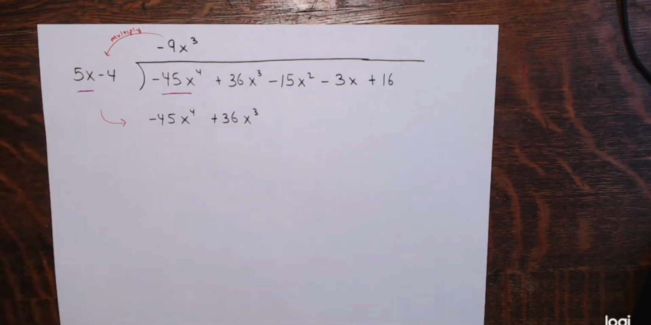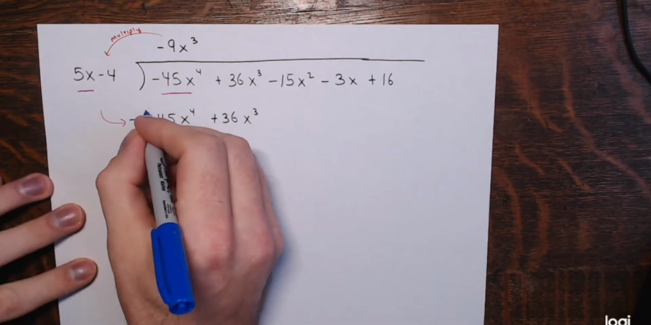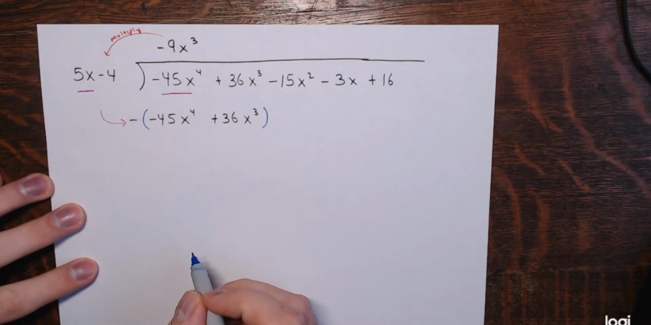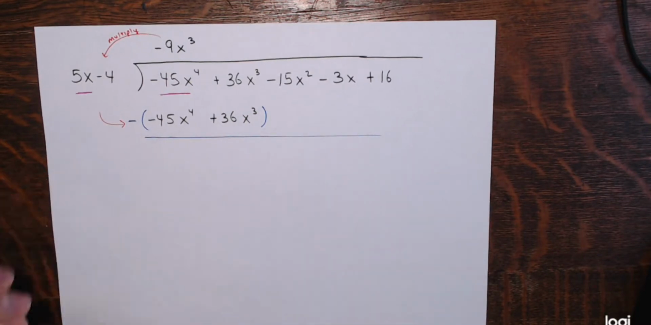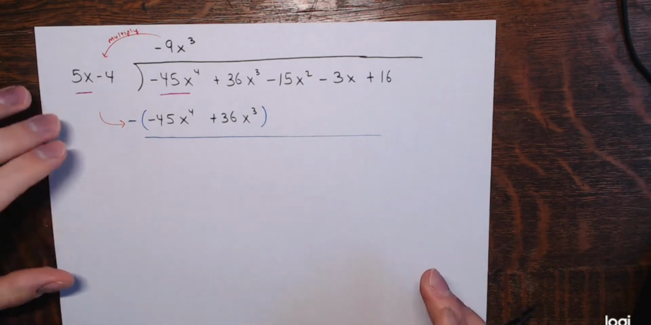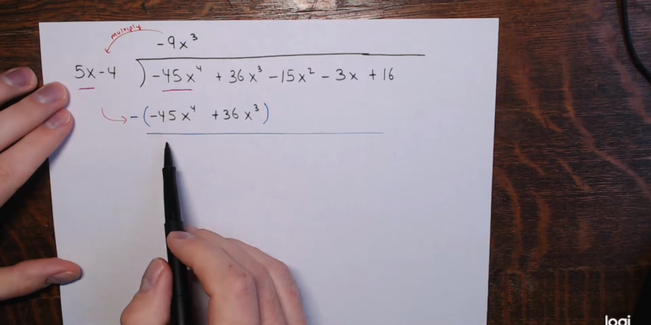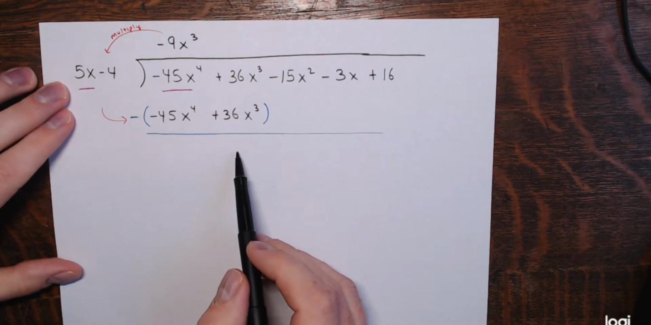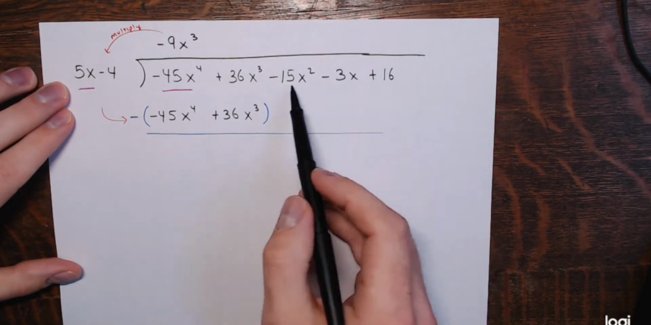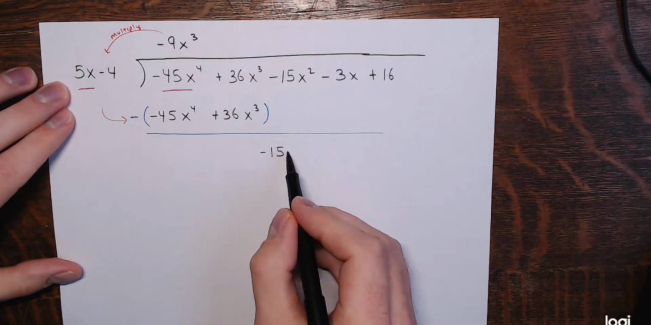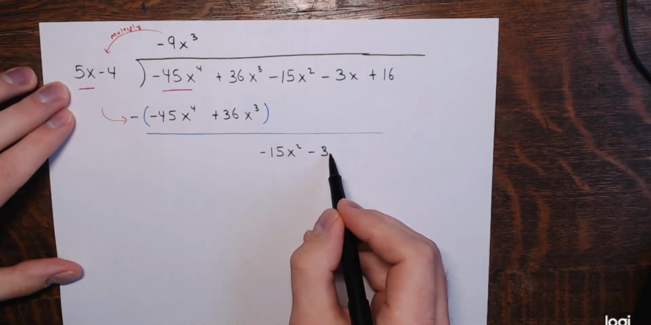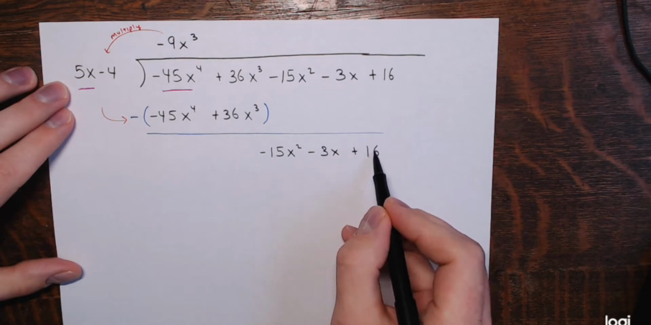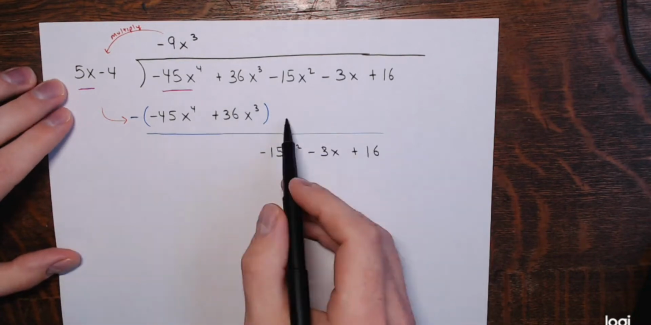Right. So there's the multiplication step, and then the subtraction step. You put a big minus sign, put parentheses around this entire thing I just wrote, and we'll get a new polynomial. A new dividend, if you will, even though it's not the dividend. So subtract these, you got nothing. Same thing here, 36x cubed minus 36x cubed would be 0x cubed. So all I'm left with are these terms, just drop down. Negative 15x squared minus 3x plus 16. Right, because those are all subtracting 0.